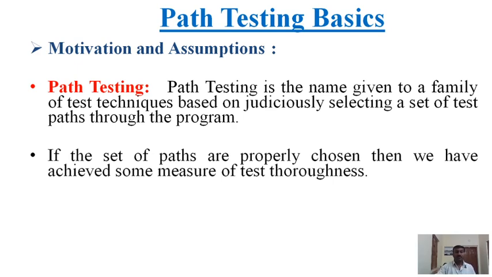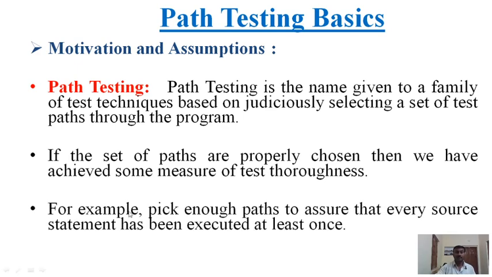If the set of paths is properly chosen, then we have achieved some measure of test thoroughness. So if you select those paths properly, then you can achieve some measure of test thoroughness. If you do not select the paths properly, then you may not get the right result of the test. If you select the proper paths, then you get the correct answer of your test.